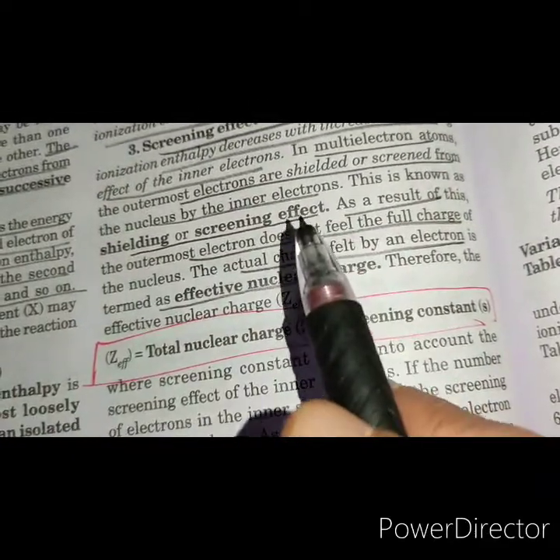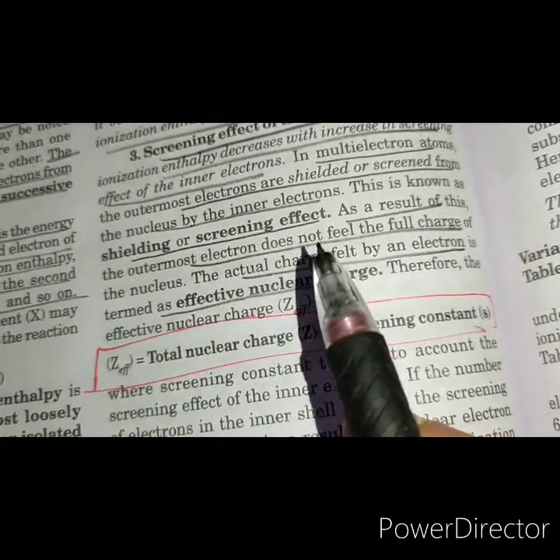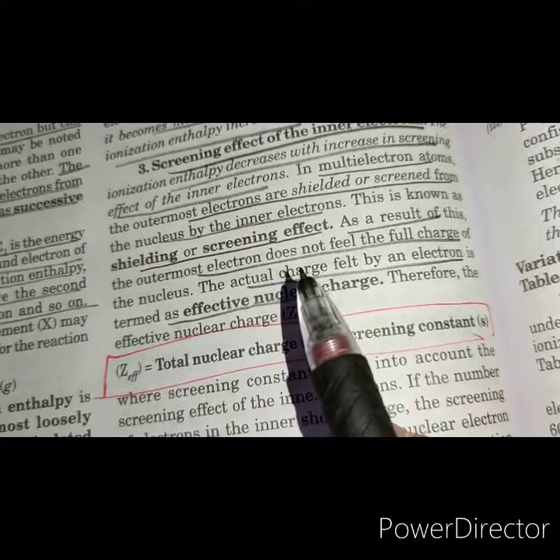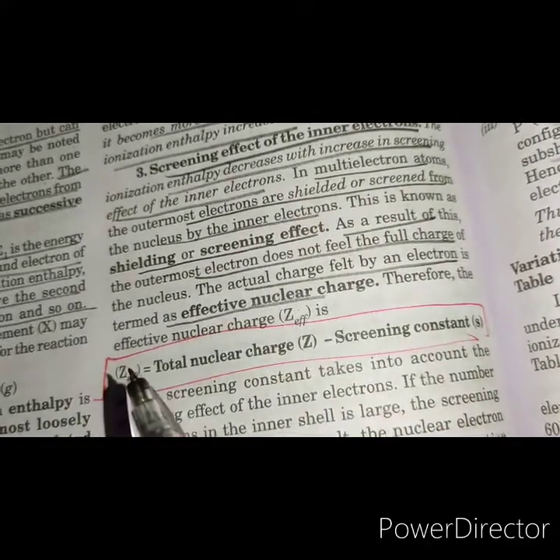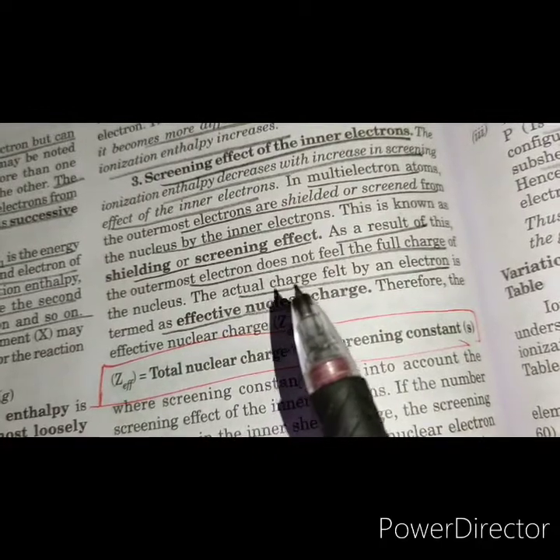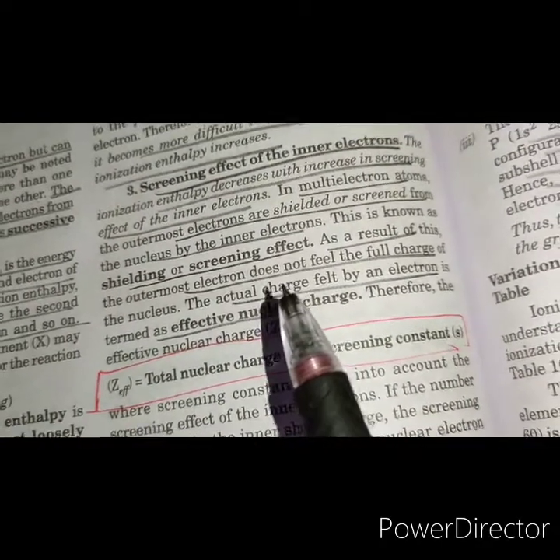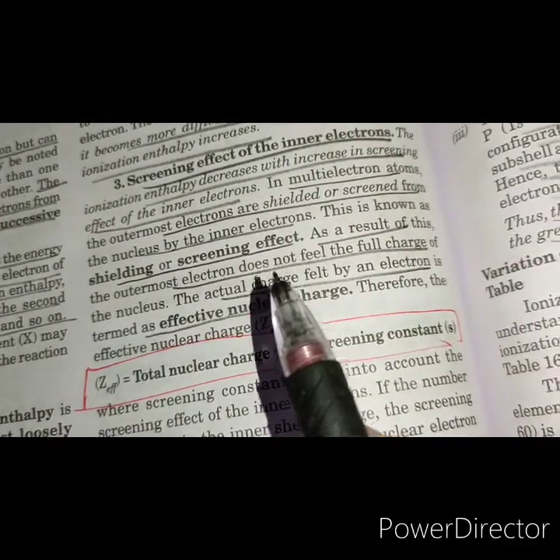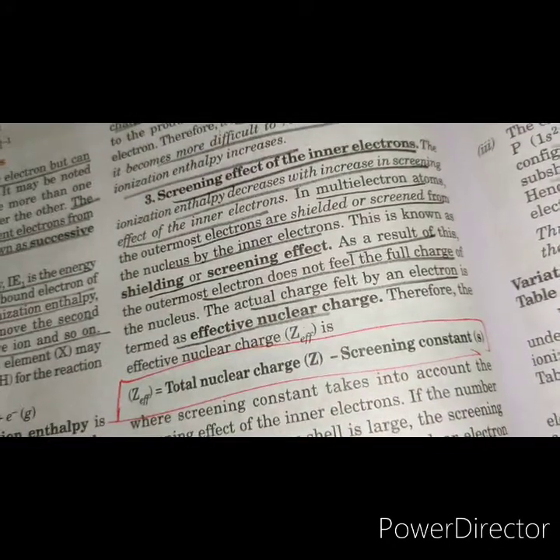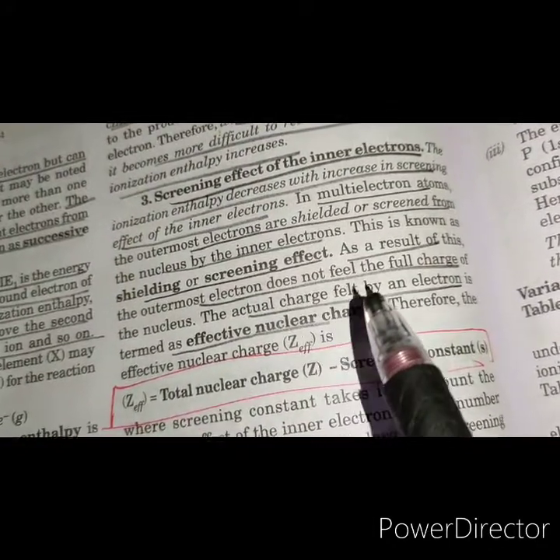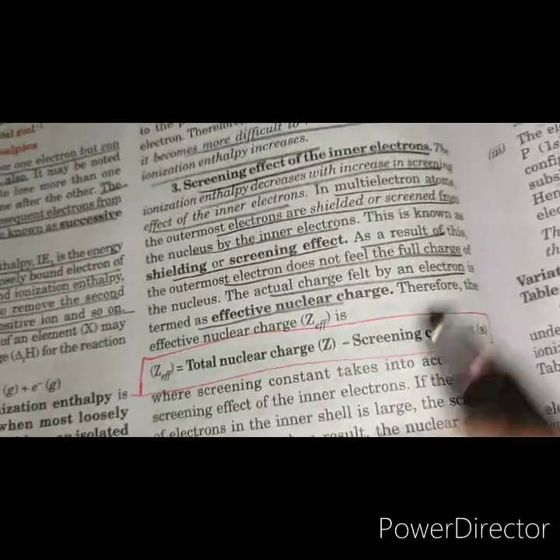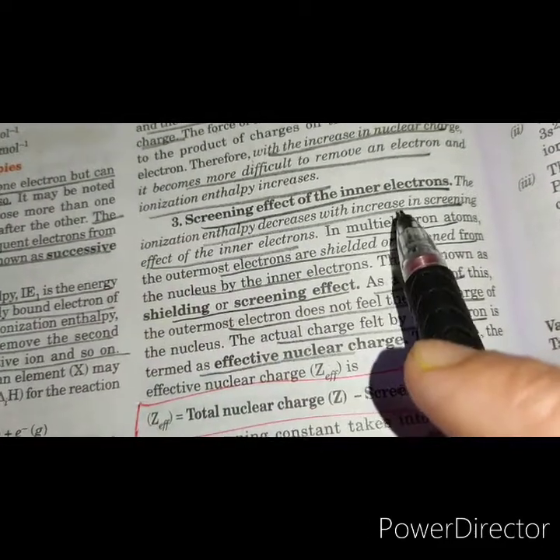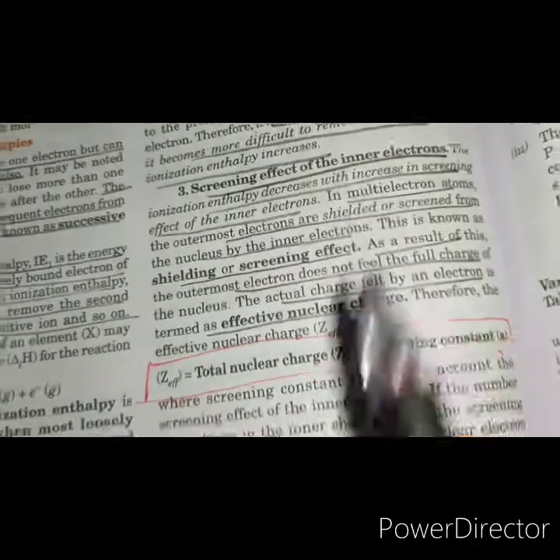The inner electrons do the screening. I'll give you an example here. For example, sunlight is coming into the room, and if we have good curtains, the effect of the sun will not reach. So the good curtain is an example of a good shield. Similarly, the electrons also shield. They do not allow the effect of the nucleus to reach outside. As a result, the electrons can be easily knocked out. So when ionization enthalpy decreases, that means the screening effect of the inner electrons increases.